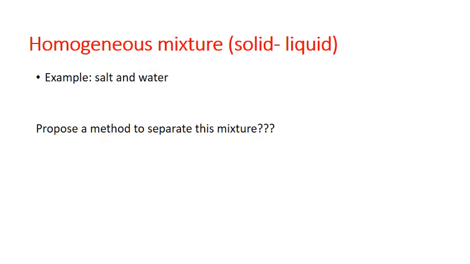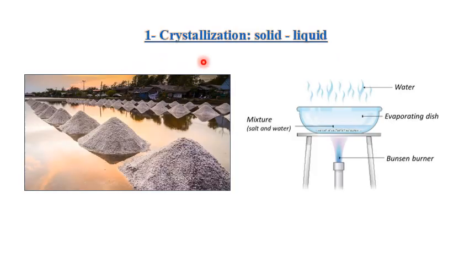Let's think together how we are going to separate this mixture at home. Most of you will say we will put them on a Bunsen burner, meaning on the gas stove we have at home. We will evaporate the water and keep the salt. Okay, it's correct. This method we call crystallization.